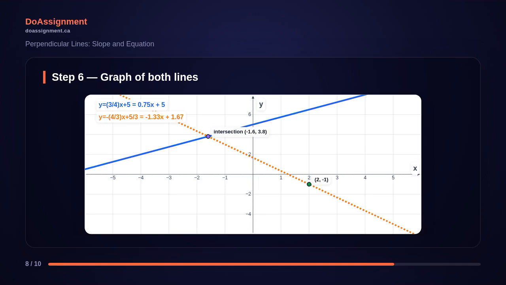Here is the graph of both lines. The orange line is the original, y equals 3/4 x plus 5, rising from left to right with a positive slope. The blue line is the perpendicular line, y equals -4/3 x plus 5/3, falling steeply from left to right. The two lines meet at a right angle, and the point 2, -1, lies on the perpendicular blue line.